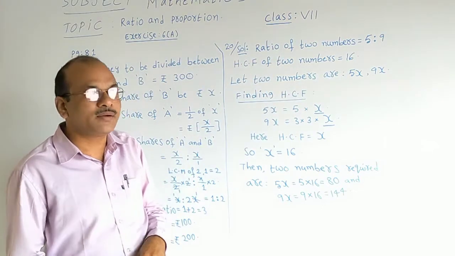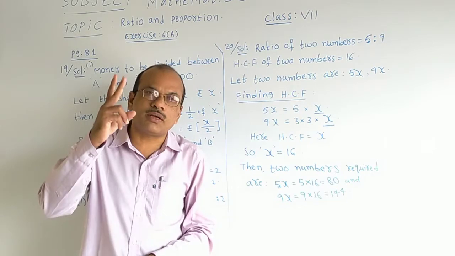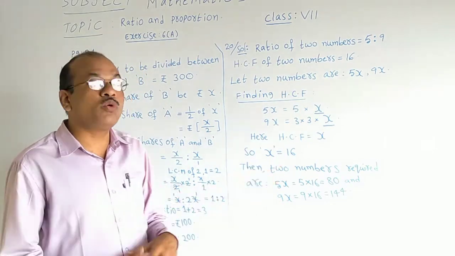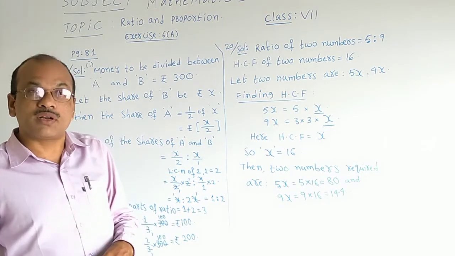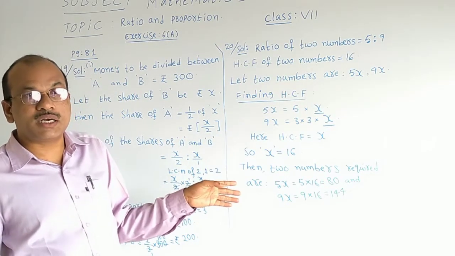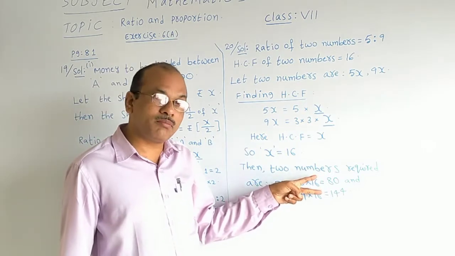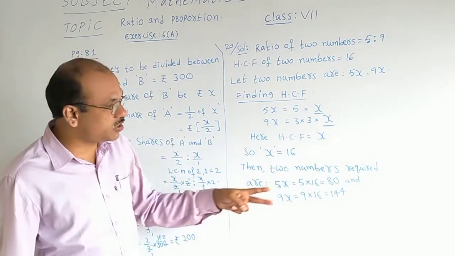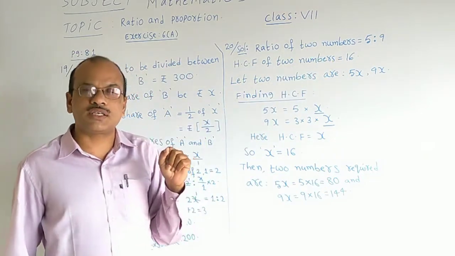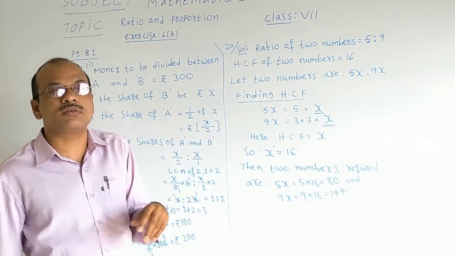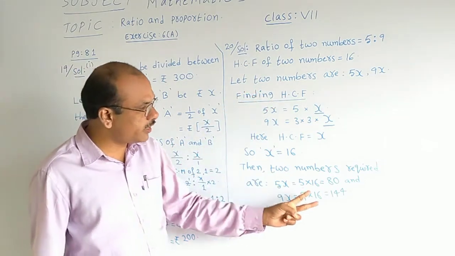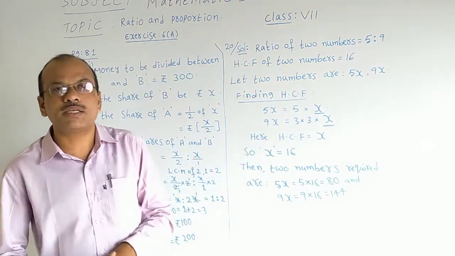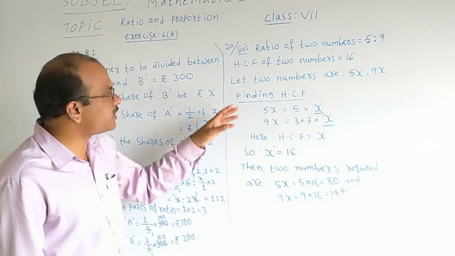Is it clear now, students? That means finally we got two numbers, 80 and 144. Both numbers are suitable for the given conditions. What are the given conditions? The ratio of those two numbers must be 5:9 and the HCF of these two numbers must be equal to 16. These numbers satisfy the given conditions. So these two are the required numbers. Finally we have got them. I hope it is also clear for you.